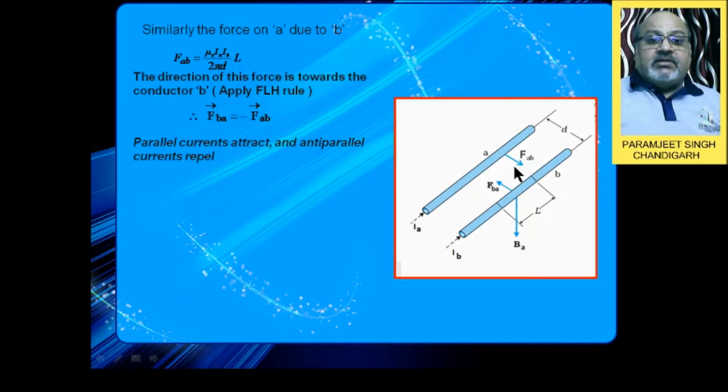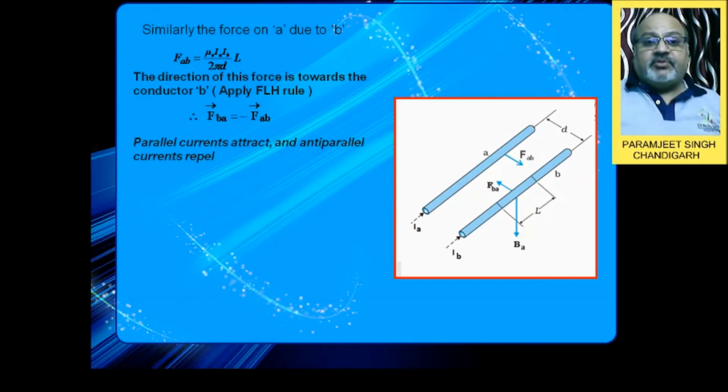Currents are parallel, but force is attractive. So if direction is anti-parallel, force will be repulsive. And here charges are moving, but when charges were at rest, like charges repel each other and unlike charges attract. So here this is opposite.